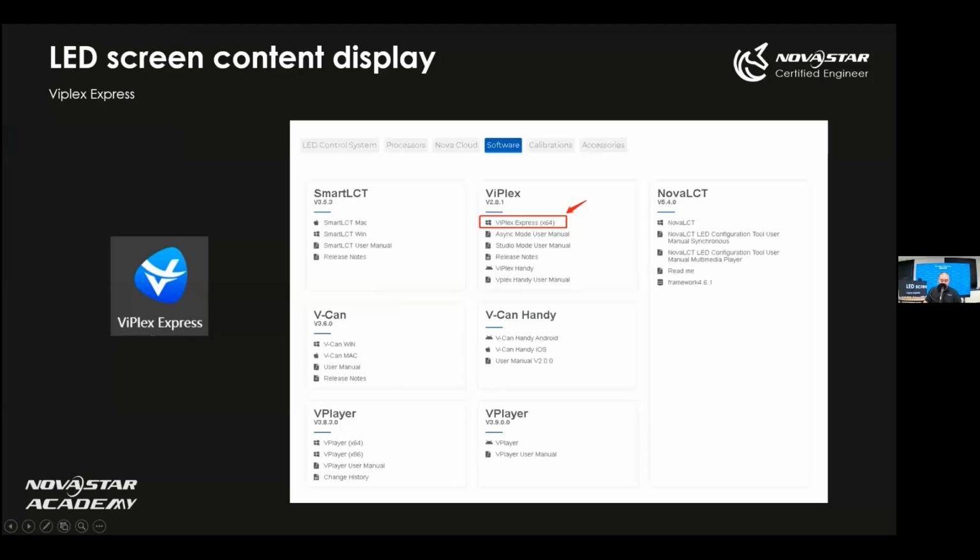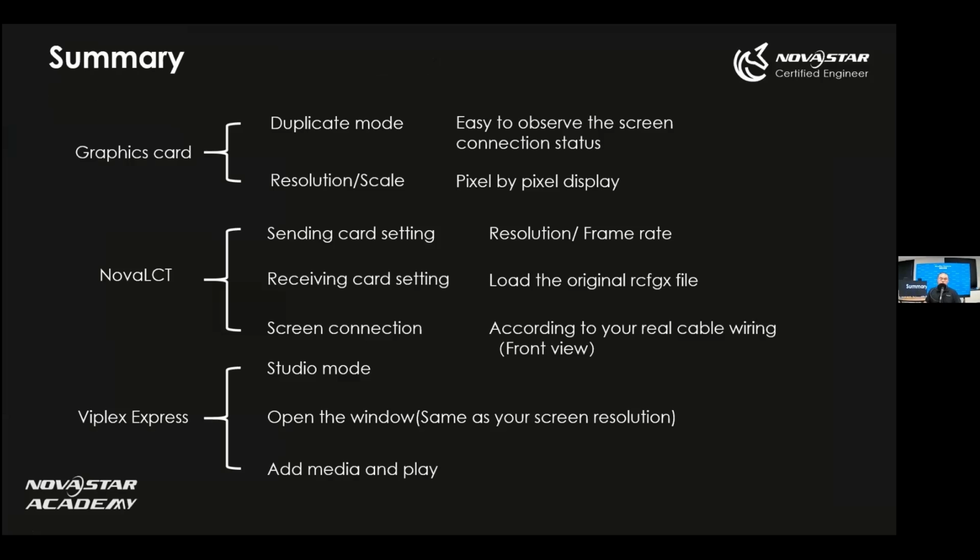Yep. So this is the very simple software. When you already set up everything, you can see the image on your screens. Okay, so let's do a simple summary of what we have today. If we want the screen to show the image, we need to have the graphic card settings. We choose the correct mode of your computer, and we need to confirm the resolution, and don't let your computer scale the layout. This is the first one.